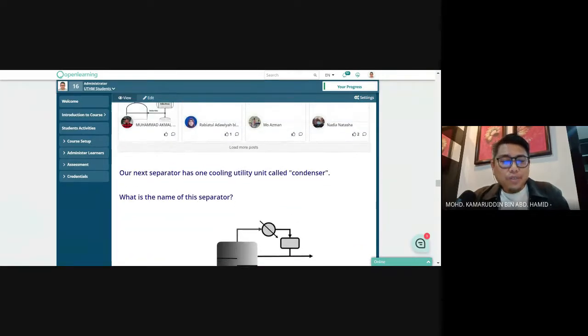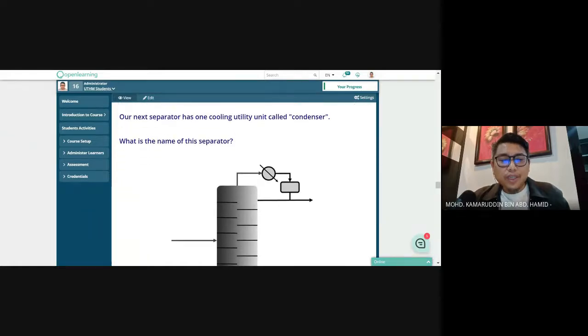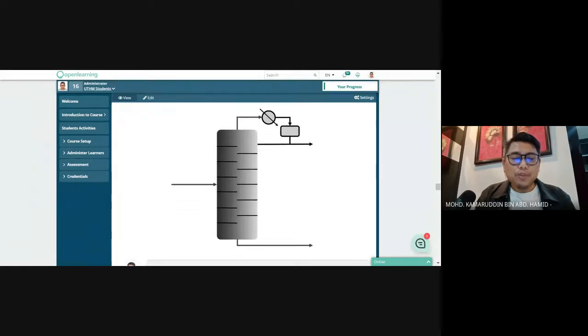Alright, so we go to the next type of separator. In this one we still use the same owner, which is the absorber. Okay, the same owner, the absorber from before. Only at the top we have an additional utility, which we call a condenser. Of course, once you condense, you need a drum to separate between the liquid and the gas. And it also depends on whether you want to use a total or partial condenser.